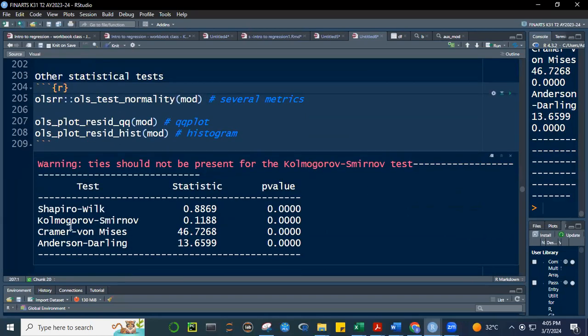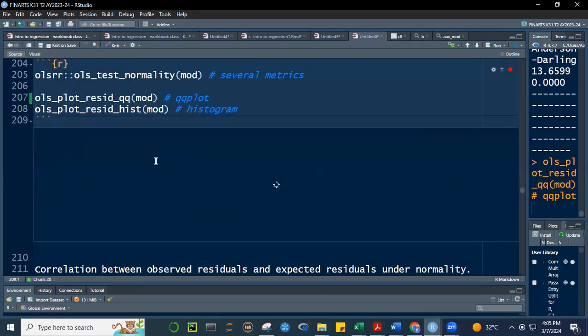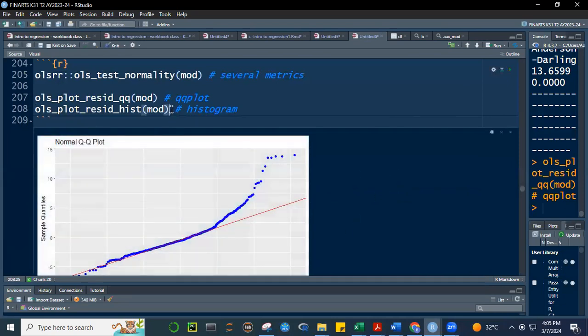Shapiro, yung kanina sa taas. Ito din, Kolmogorov-Smirnov, Cramer-von Mises at saka Anderson-Darling. Binigay yung statistic and p-value. Lahat to, class, ang null hypothesis is that the residuals are normally distributed and all of them reject that one. Okay? So ito, yung plot lang to kanina, pareho din yung QQ plot natin, and ito histogram lang.